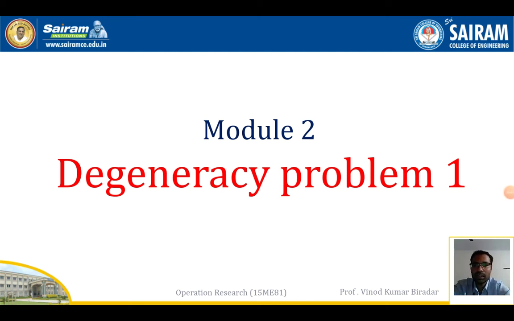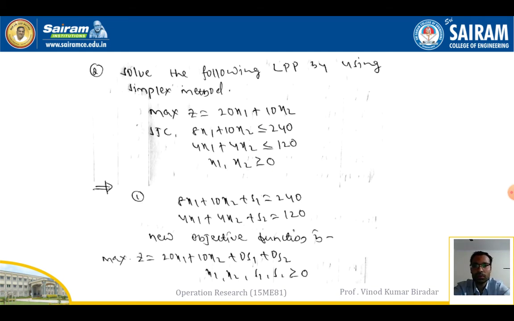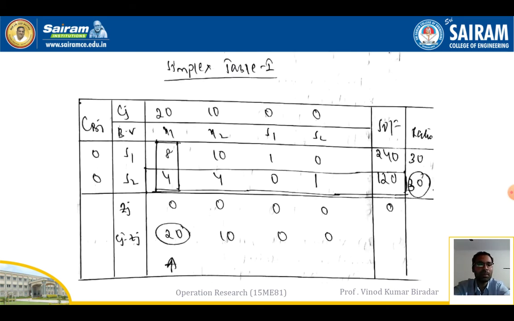Today we will solve another type of problem, that is a degeneracy problem in the simplex method. The question is given like this: solve the following LPP by using the simplex method. This type of problem is similar to the simplex method we solved in the previous case, but in simplex table 1 we'll get the same ratio. That will become a tie. Then how to choose? Such a problem is called a degeneracy problem. Okay, we will solve this.